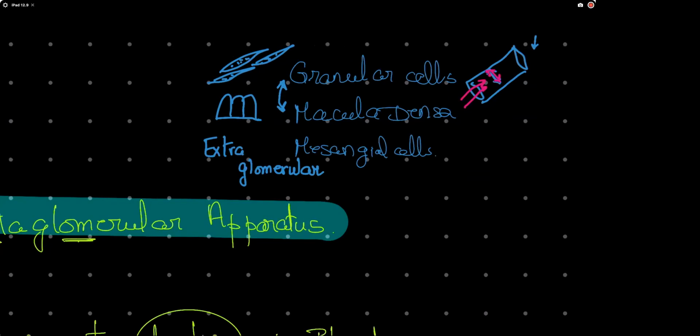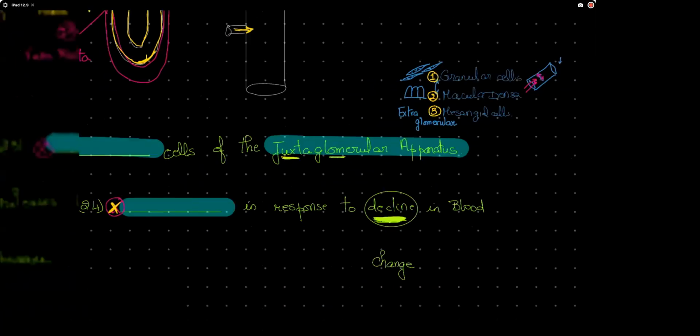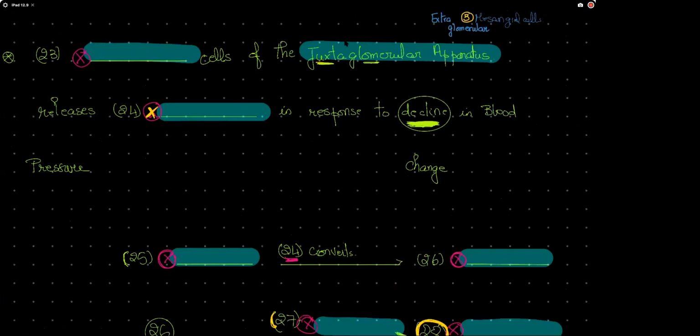So again, what are we looking at in here? We're looking at 3 types of cells that are going to be forming the juxtaglomerular apparatus: granular cells, macula densa, and allowing the communication between the two are my extraglomerular mesangial cells. So here's a question addressing which one of the 3 here is going to be releasing a hormone.